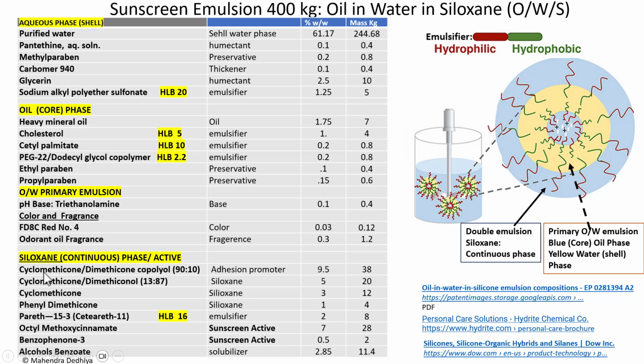Siloxane phase has several different types of siloxanes as listed here: cyclomethicone, dimethicone copolyol, cyclomethicone, dimethiconol, cyclomethicone, and phenyl dimethicone. Emulsifier is Barrett 15-3. Sunscreens are shown here, and solubilizer is alcohol benzoate. Formula is given in percent weight to weight, and 400 kilo batch formula is shown here.